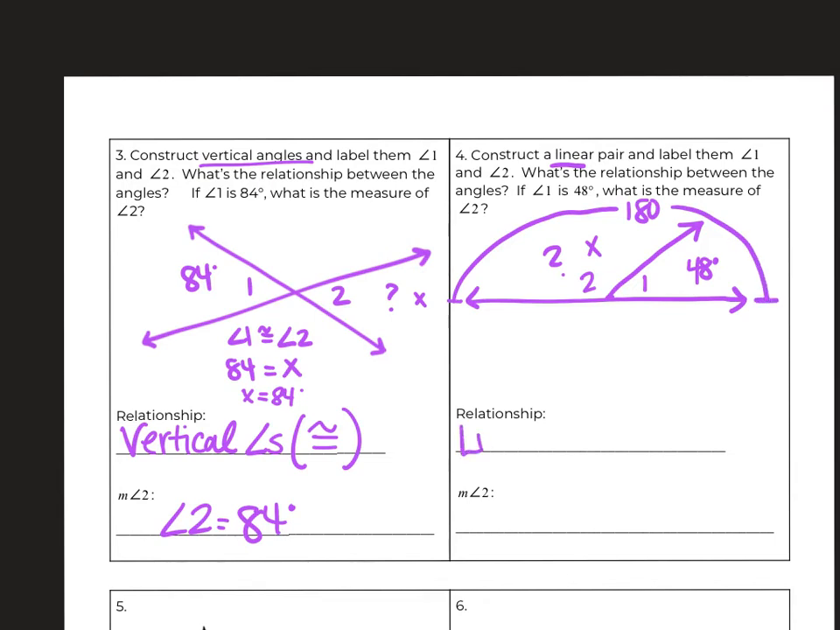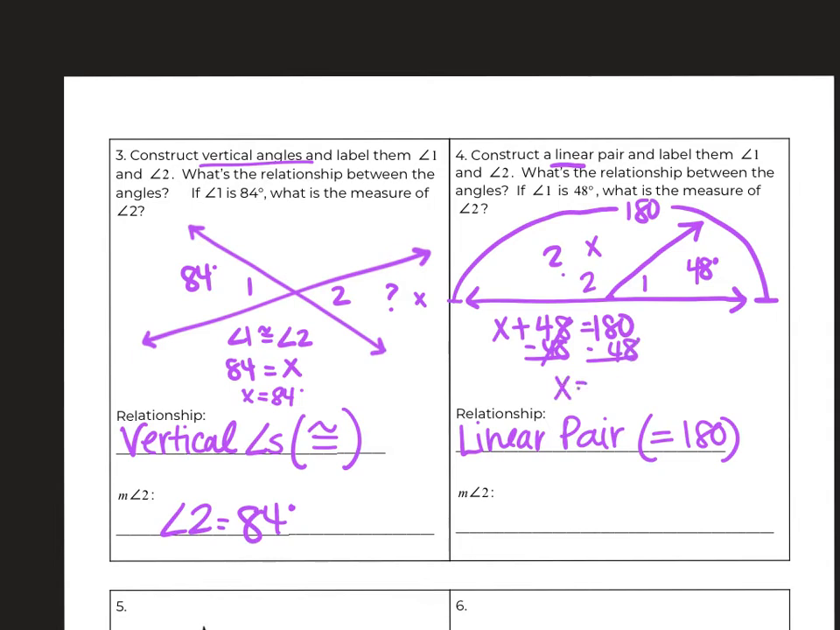So relationship, again, they told us on this one, it's linear pair. And don't forget to tell what that means. Well, that means they equal 180. Or you can say add to 180, either one. So if I'm going to write an equation here, I would say x plus, so part plus part, x plus 48 equals 180. Going to subtract 48, and x equals 132. X was angle 2, so I'll go ahead and write that final.